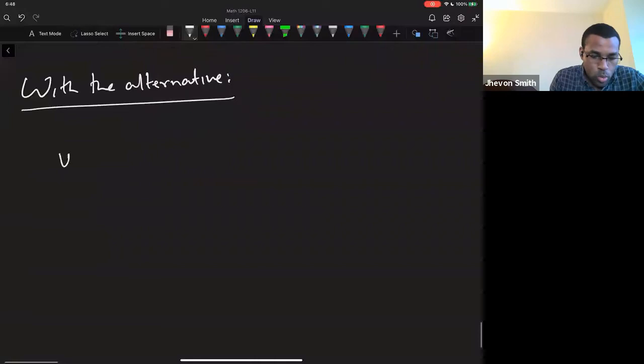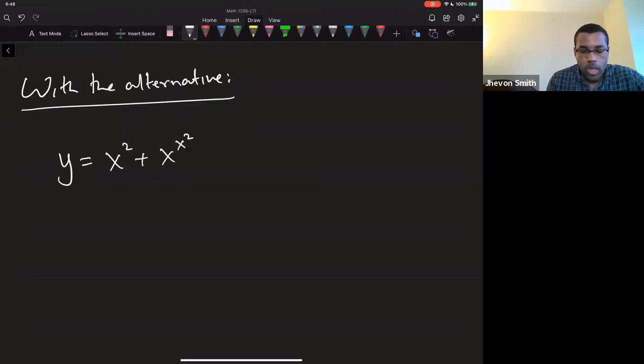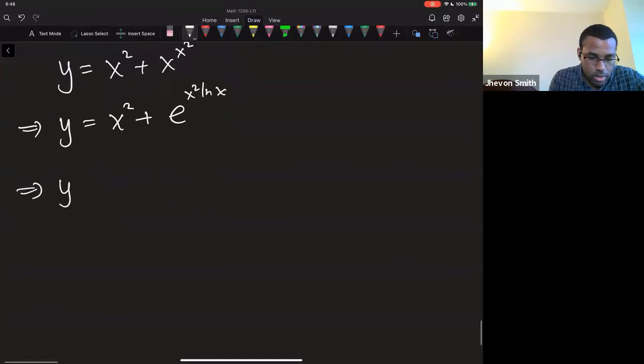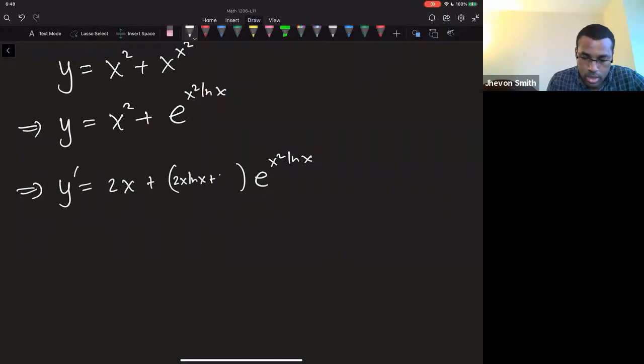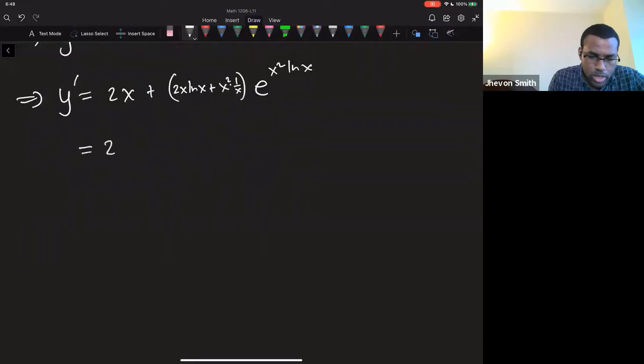if I were to ask you y equals x squared plus x to the x squared, I could just rewrite in one shot, right? So I rewrite on the spot. This is just going to be e to the x squared ln x. And then I can just differentiate. That's going to be 2x plus the derivative of the power times the original function. And that's going to be 2x ln x plus x squared times 1 over x. And so that's going to be 2x plus 2x ln x plus x times x to the x squared. And we can rewrite that if we want.